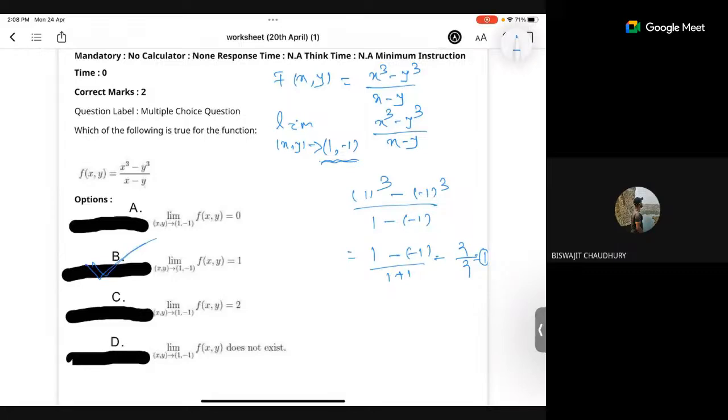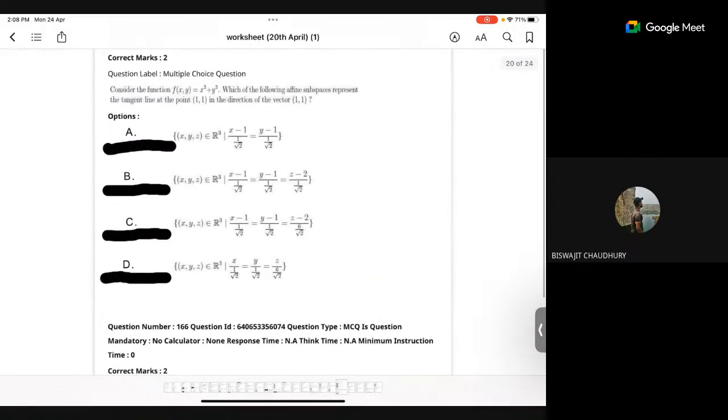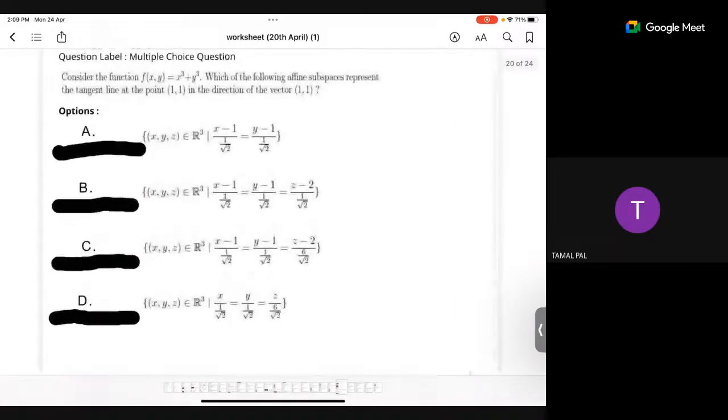Is it clear to all of you? Yes, sir. Okay. Now try to solve this question. Can you please zoom in a little bit? Yeah, fine, thank you.